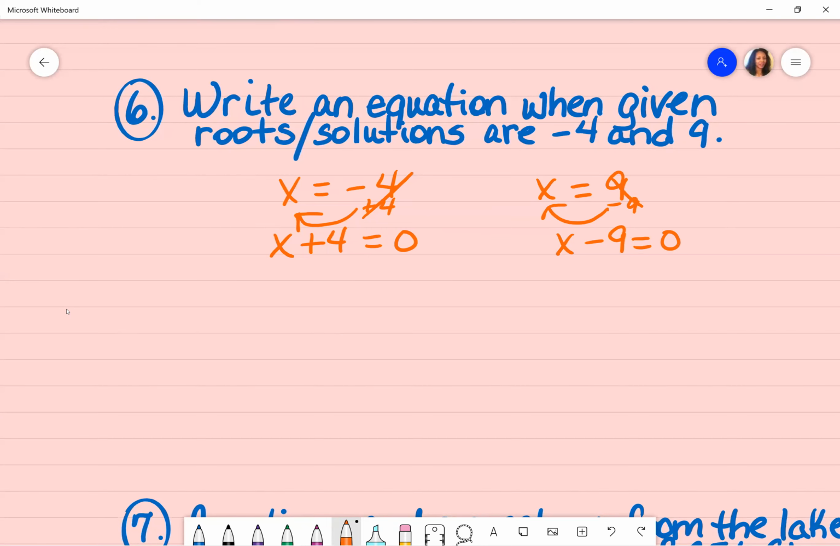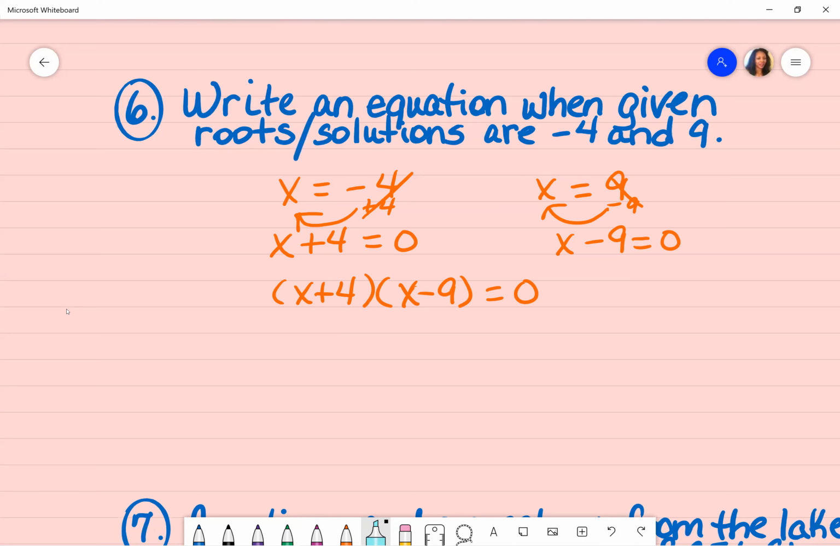What do I do with that? I take my x plus 4 and I put it in a set of parentheses. I do the same with my x minus 9. Because again, I'm working backwards. What I'm trying to do is find an equation that's going to result in these zeros or roots or solutions, however you want to call it.